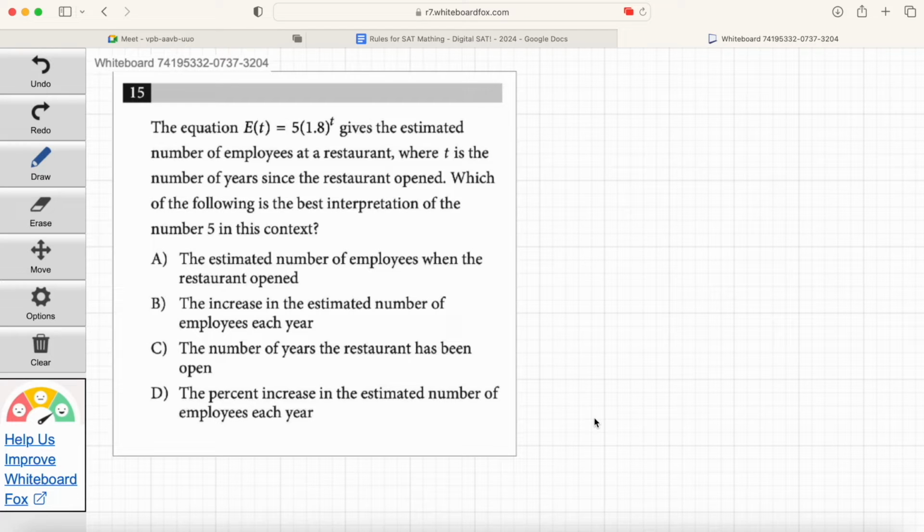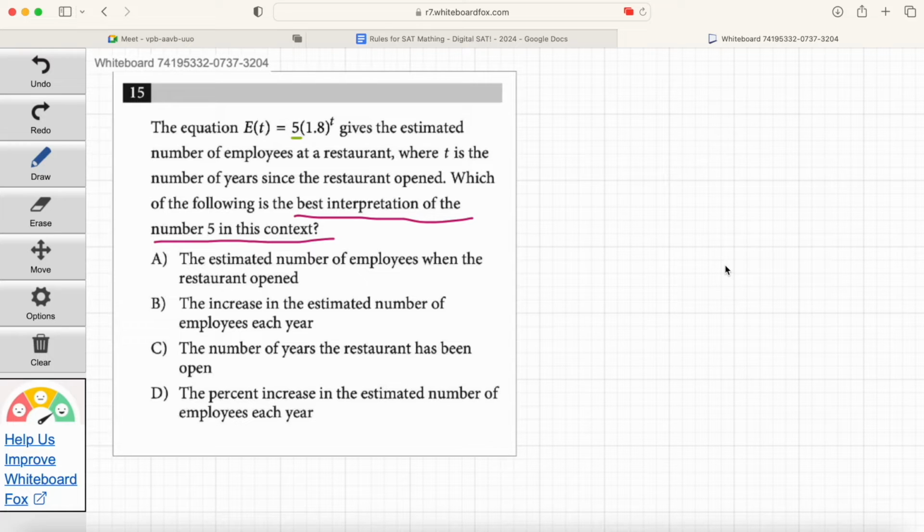Ooh, what are we solving for here, Ruby? I guess just which of the following solutions below is the best interpretation of 5? Yeah, that's it. What's the best interpretation of the number 5 in this context? That's the question. What does 5 mean, right? And we see it here in the equation, in this function. We see 5. What does it mean?